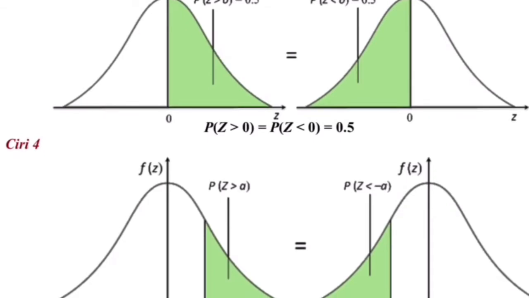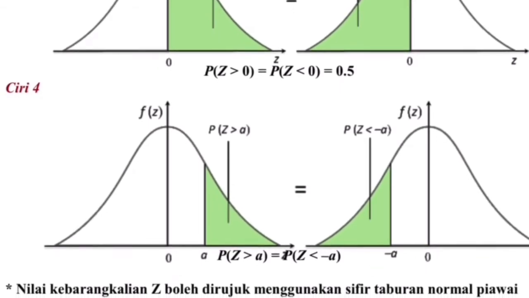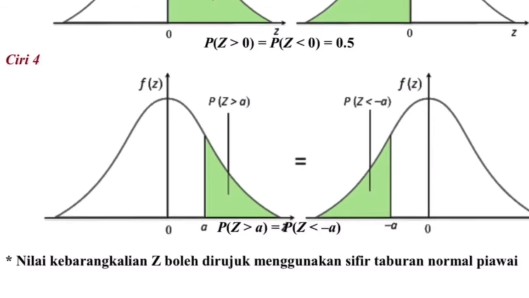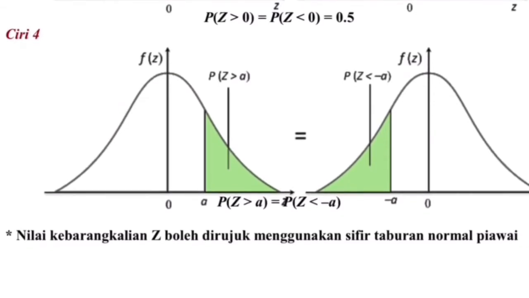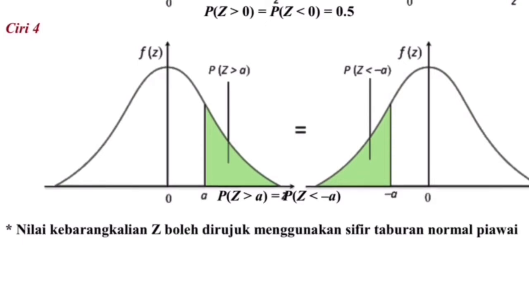The area must always be positive, because the probability value must be positive. The minimum is 0, the maximum is 1. So make sure the answer is positive. Only the z-score can be negative or positive. So when you do it, please double check that your probability value must be positive and must be below 1, greater than 0.